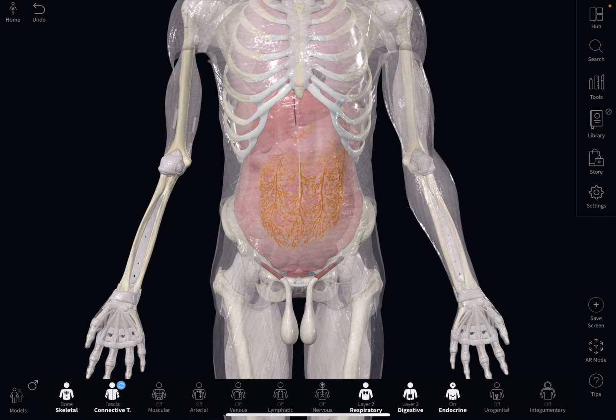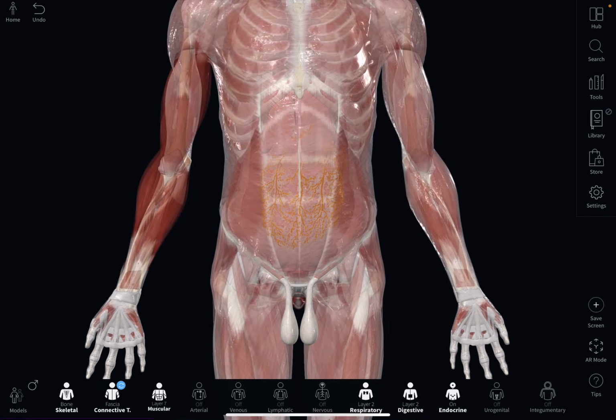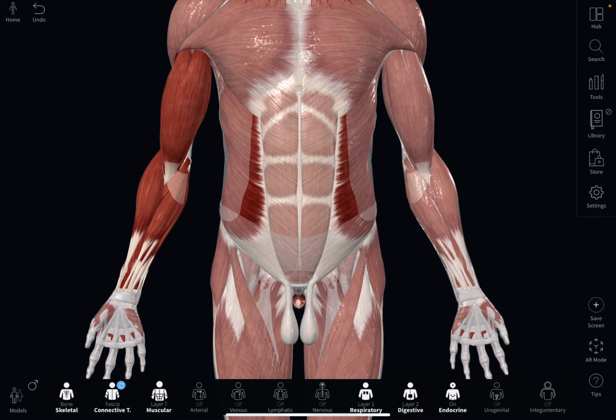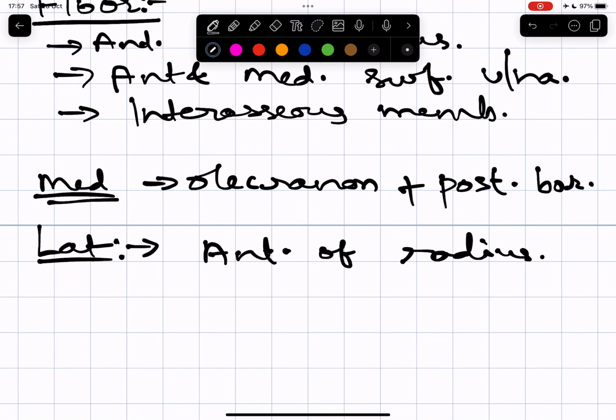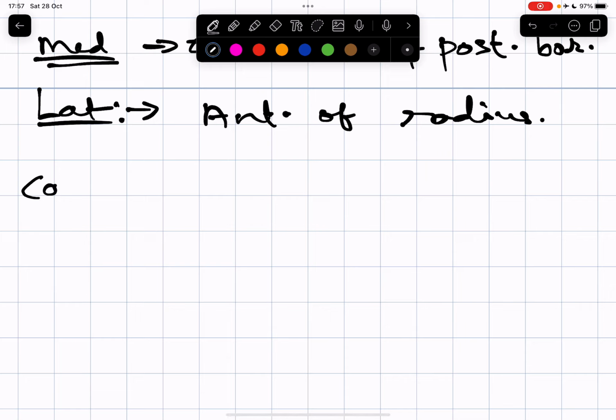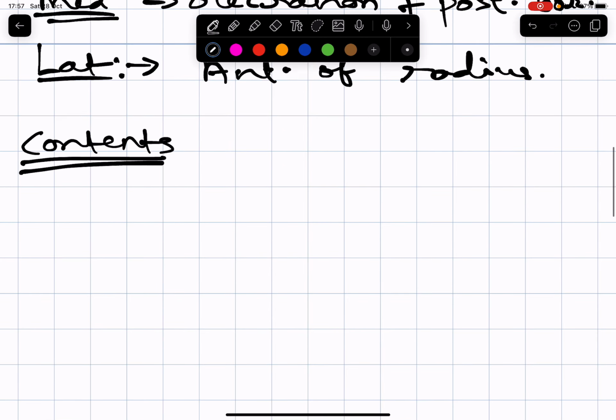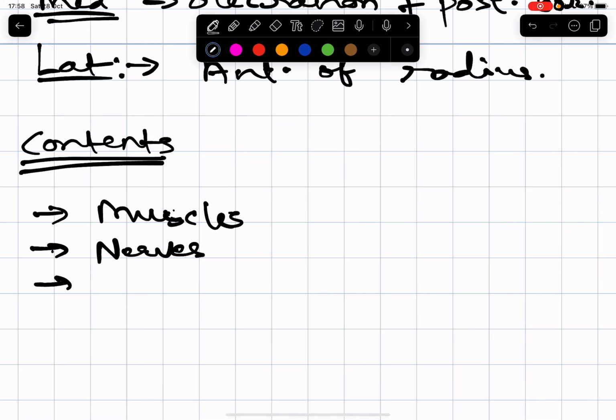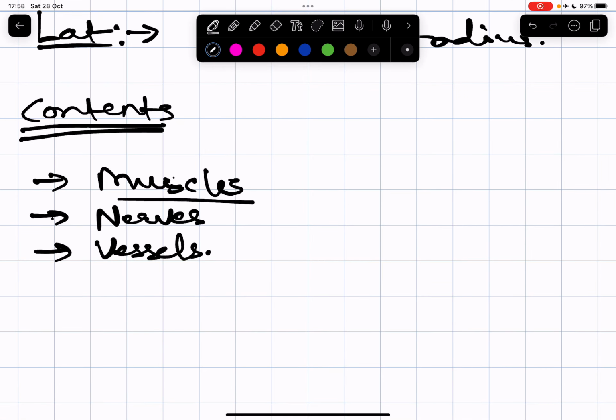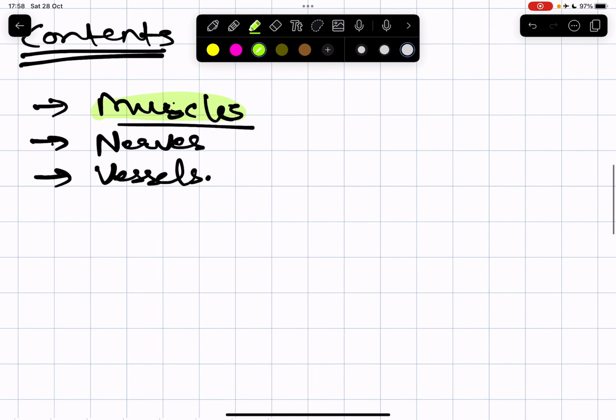Right. Now, looking at the contents of the anterior compartment. So the anterior compartment of the forearm consists of muscles, vessels, and nerves. So contents of the anterior compartment of the forearm. So what we have here are the muscles of the anterior compartment. We have the nerves that supply these muscles, and we also have the vessels here. Now what are the muscles in the front of the forearm? So let us look at the muscles in the front of the forearm.